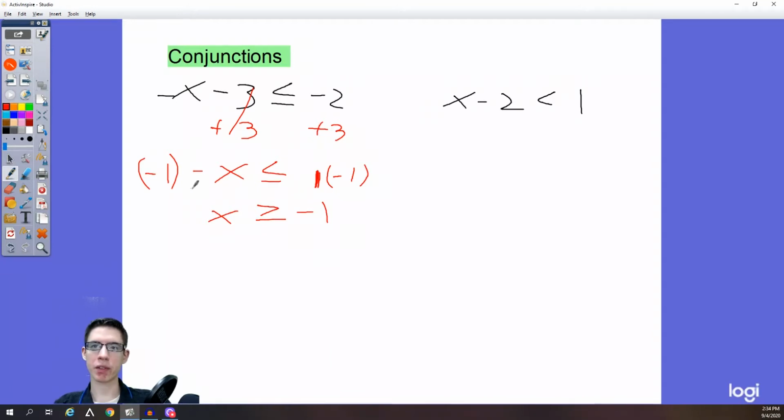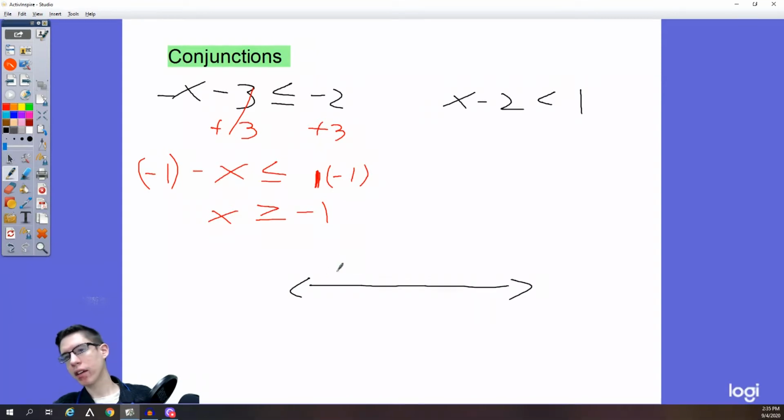Remember, when I'm multiplying or dividing by a negative value, the direction on this symbol has to change. It has to shift. So instead of being -x less than or equal to +1, it's x greater than or equal to -1. So watch out for that. That'll be a tricky thing. But that's our solution. If I were to sketch this on a number line, I would probably do something like this. Let me grab my black and sketch that number line here.